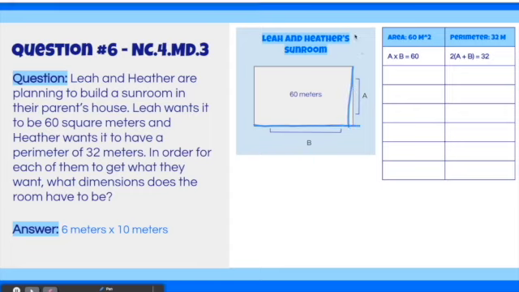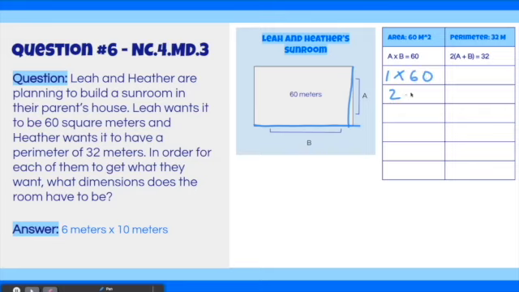Okay, and to find what A and B are, you're just going to list the factor pairs, and we're going to kind of use the process of elimination and see which one is common in both of these. Okay, so the first factor pair is obviously 1 and 60. The next one would be 2 and 30. And you have 3 and 20, 4 and 15, 5 and 12, and finally 6 and 10. So these are the factor pairs of 60.